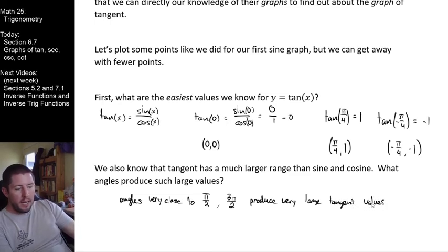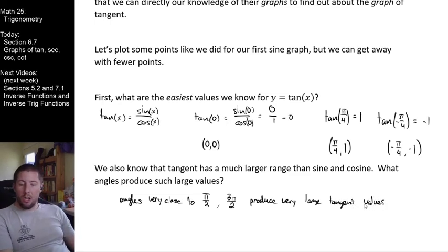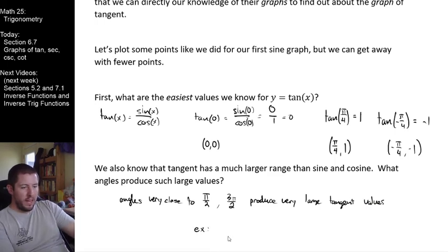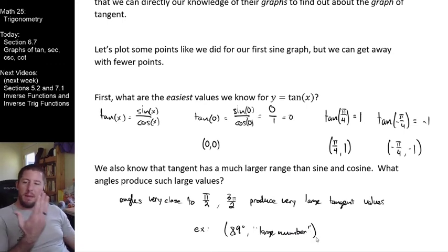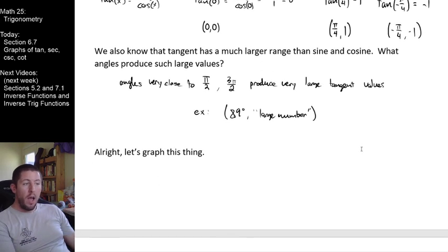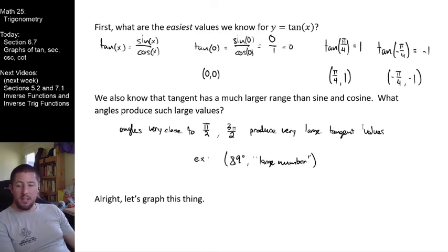And all I'm really saying here is that once we get close to this, we're looking at things like 89 degrees, comma, large number. I'm not trying to get too technical with this. I'm just saying those are the types of values where I'm expecting a really, really big number, tending off towards infinitely large as that 89 gets even closer to 90. And same on the other side of 90. So I think this is enough information for us to get a graph going.